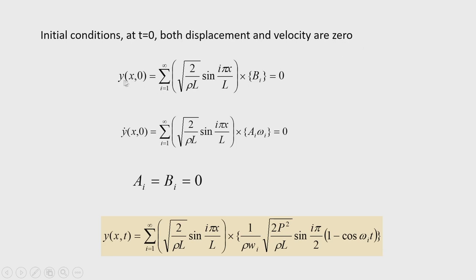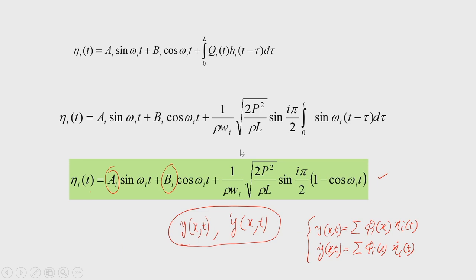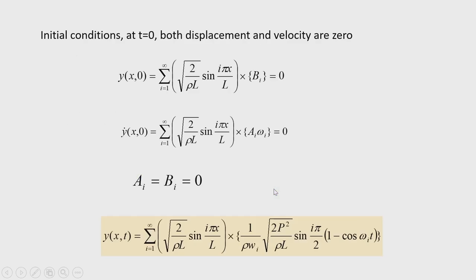So we take y(x,0) is equal to, now here if I write the full expression, then we can put t equal to 0, so this term will be cancelled and only b_i will be there, and when we put t equal to 0, cos 0 is 1, so this term will also get cancelled. So we are getting only y(x,0) equal to summation i equal to 1 root over 2 by rho l sin(i pi x by l) into b_i equal to 0.